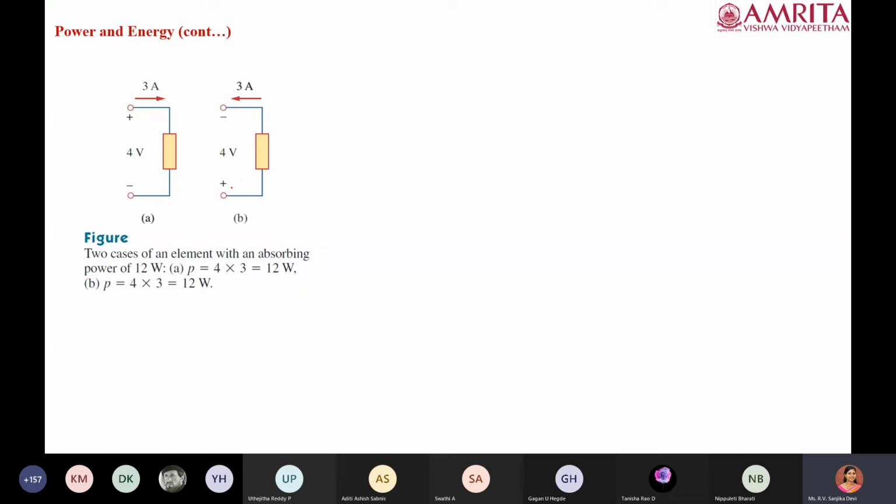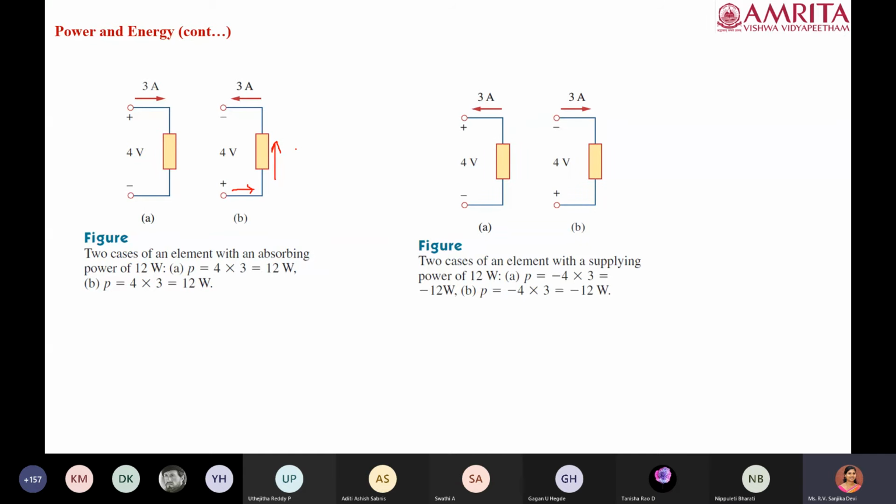So here, even though the current is not mentioned near the positive terminal, we can understand that current will flow through the element this way. So it has to enter into the positive terminal, and it is absorbing power. Or we can say that this element will absorb the power of 12 watt. Okay, we have the second case.